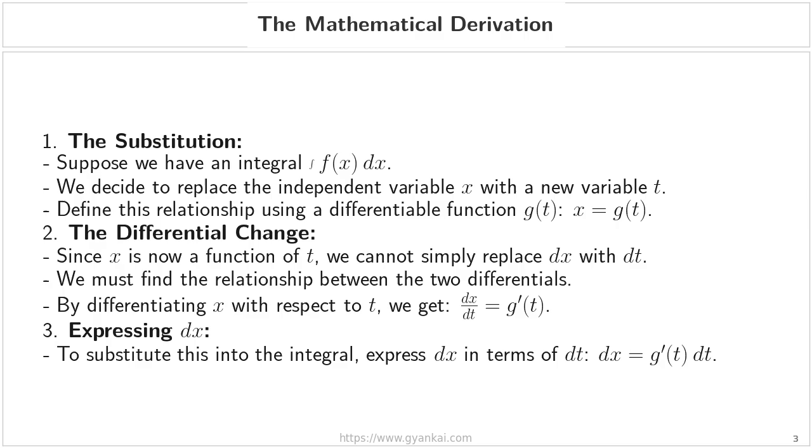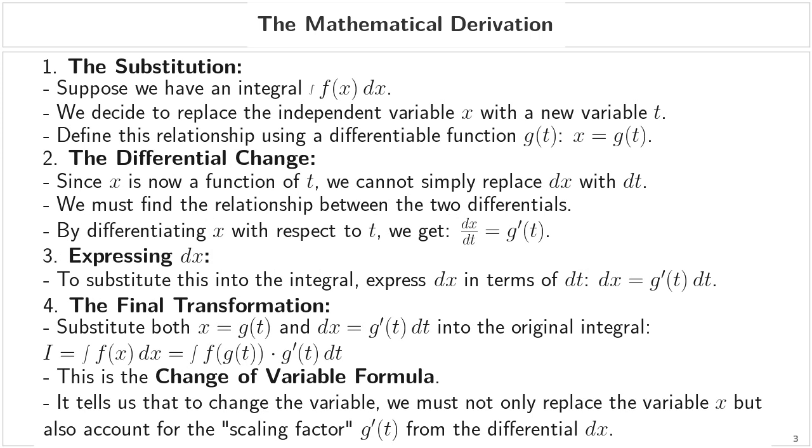Point 3, expressing dx. Now that we have the relationship between the rates of change, we can express dx in terms of dt. We simply rearrange the equation from the previous step. Multiplying both sides by dt, we get dx equals g prime of t dt. This is a crucial step. This equation tells us exactly how a small change in t corresponds to a small change in x.